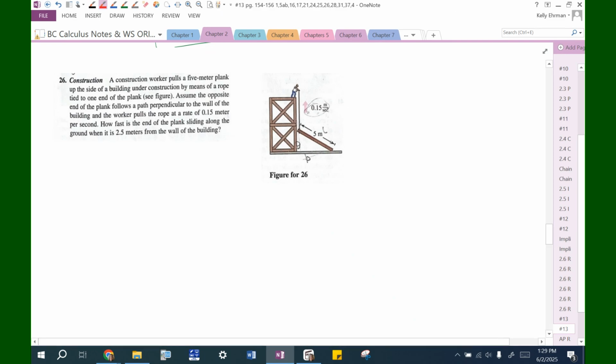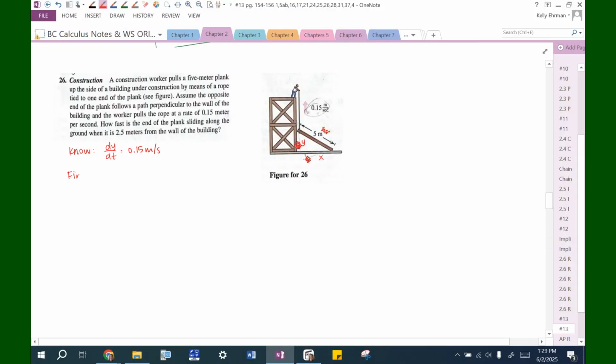How fast is the end of the plank sliding along the ground when it is 2.5 meters from the wall of the building? That's a lot of information. Let me put in some variables here. I'm going to ignore what somebody wrote in here. I'm going to make the vertical distance y and the horizontal distance x again. And the rope is being pulled up at this rate. So what I know is dy/dt, the vertical rate, is equal to 0.15 meters per second.